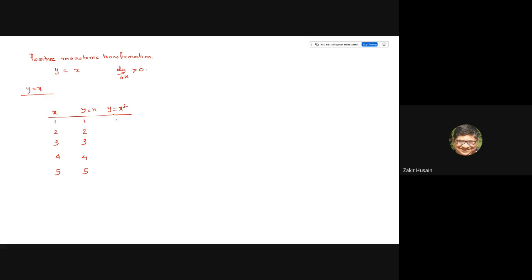Okay, what is happening here? What is the value of the new y? 1, 4, 9, 16, 25. Okay, so the relation among them, the ordering, that is same. Now let me take this, okay? So what we have is if x increases, y decreases.